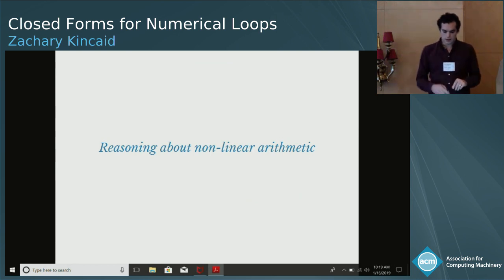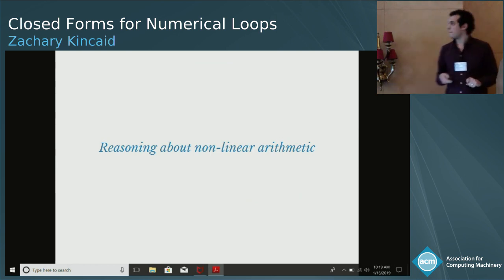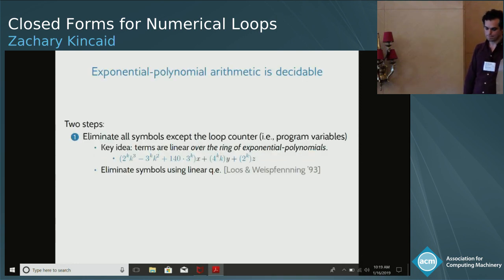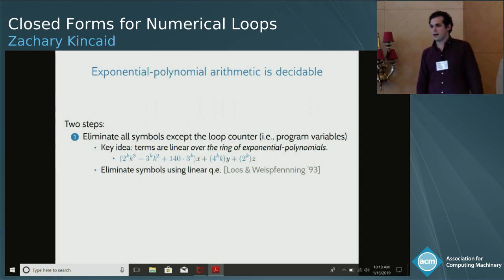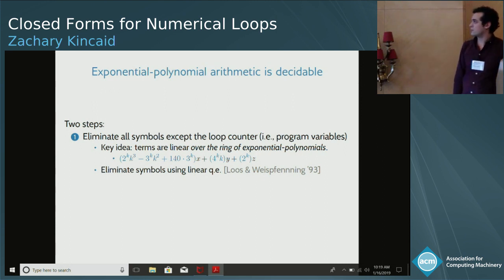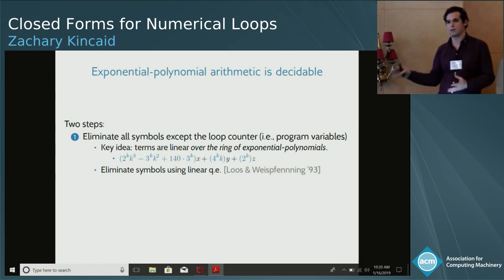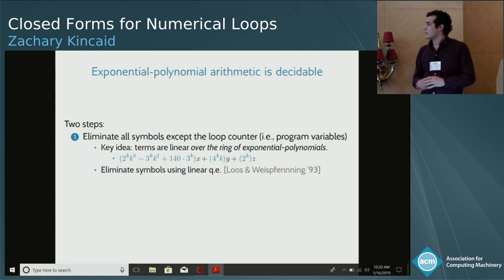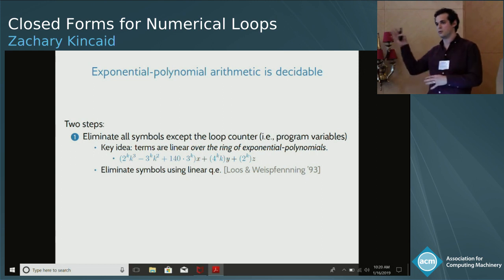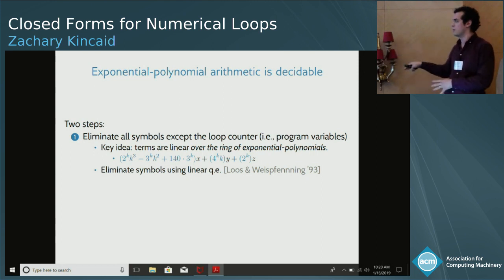All right, the last thing I want to talk about is reasoning about this logical fragment we use to express closed forms. So there's two key steps in the decision procedure for this logical fragment. The first is to eliminate all of the symbols except for the loop counter. So these are all the symbols that correspond to program variables. The intuition here is that although the formula contains nonlinear terms, the way that the nonlinearity appears is very constrained. Nonlinearity is essentially due to dependence on the loop counter, not on the program variables.